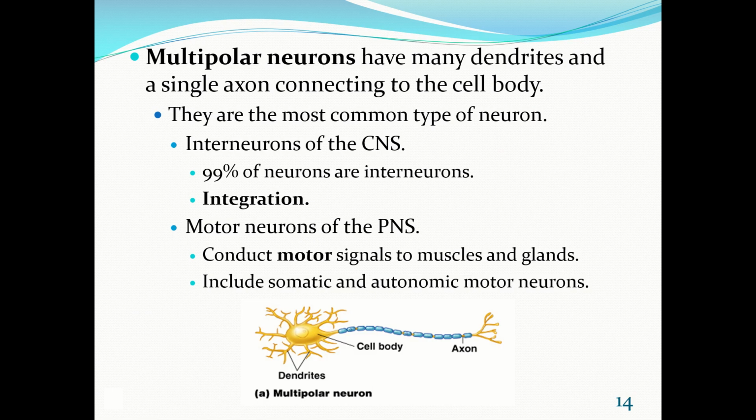So motor neurons of the peripheral nervous system conduct motor signals to the muscles and glands, and they include the somatic and autonomic motor neurons. Recall that the somatic motor neurons are going to travel to the skeletal muscles, and then autonomic motor neurons will travel to cardiac muscle, smooth muscle, and glands.